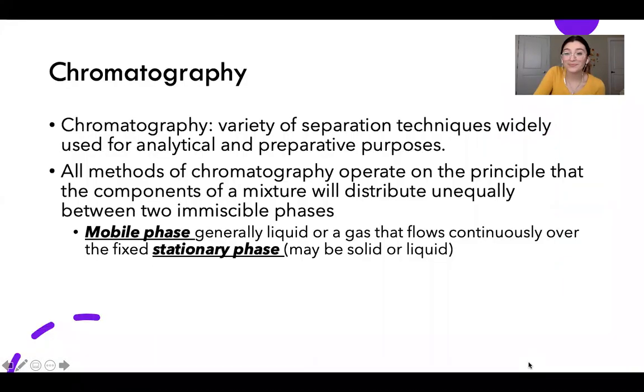So yeah, okay. So chromatography is a variety of separation techniques widely used for analytical and preparative purposes. All methods of chromatography operate on the principle that all compounds of a mixture will distribute unequally between two immiscible phases. Now we have two immiscible phases. We have the mobile phase, which is comprised of a liquid or a gas. It could be either or. And we have a stationary phase, which may be a solid or a liquid. Now the mobile phase flows continuously over the fixed stationary phase, and we're gonna see how it flows over it in a little bit.